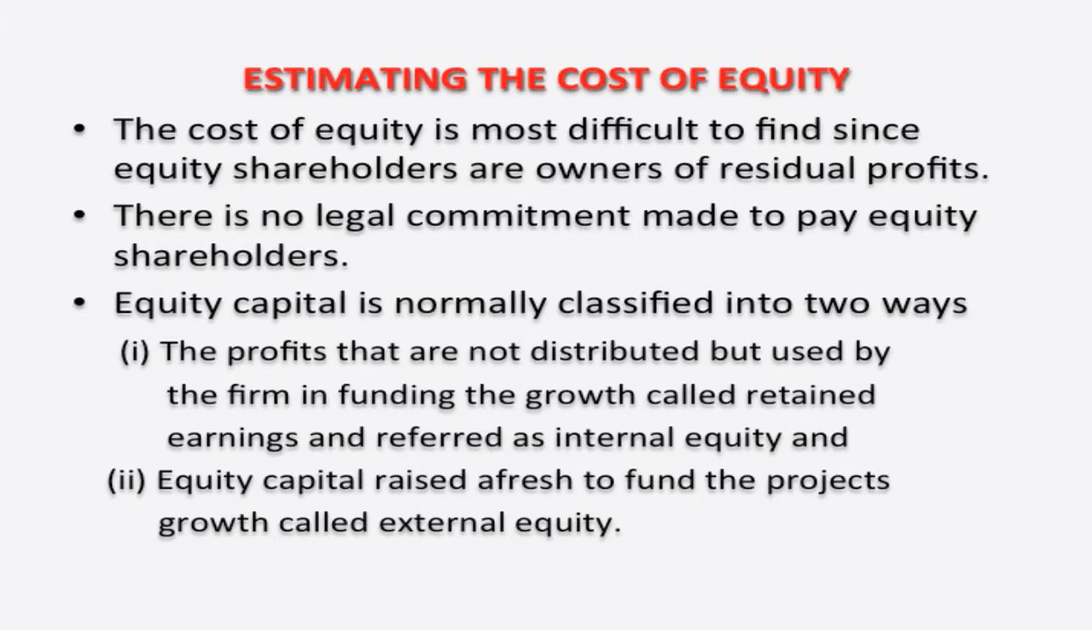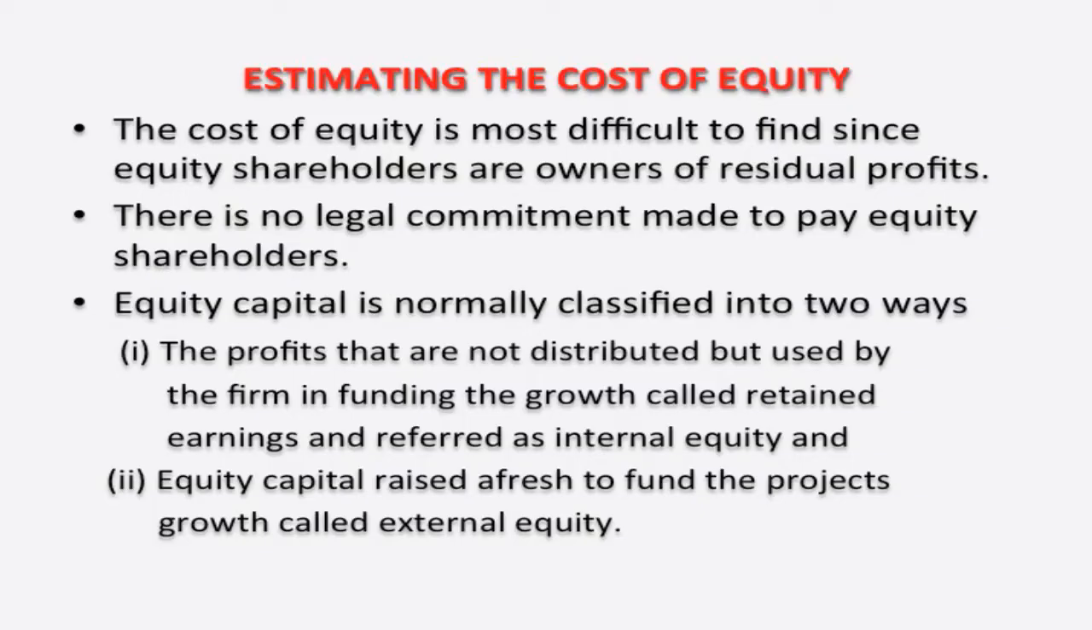to the equity shareholders. Then equity capital is normally classified in two ways. One is the profits that are not distributed but used for funding growth, called retained earnings. Whatever profit is earned by the company, we need not distribute it to equity shareholders, because we can retain those funds in the business and use them for the development of the business concern. It is called internal equity. Another one is equity capital raised fresh to fund the project's growth, called external equity.